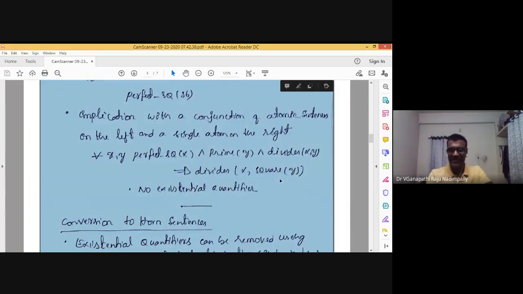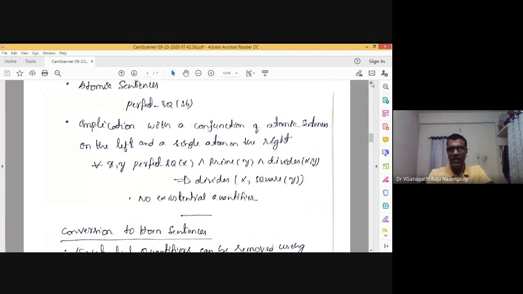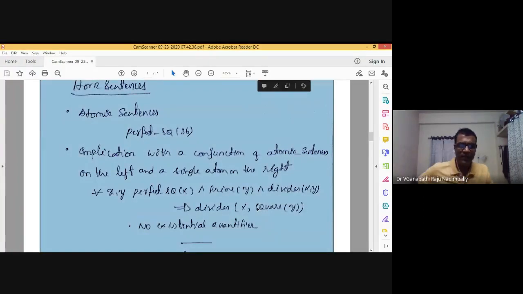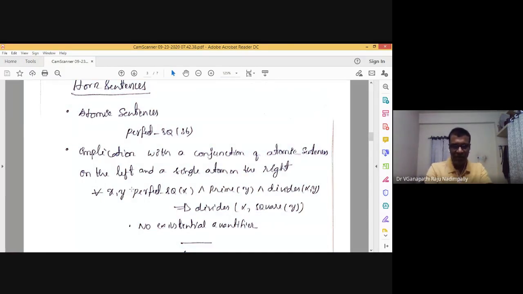If you have any sentence in this format, we can call that sentence a Horn sentence. And remember carefully, Horn sentences cannot have an existential quantifier. What are Horn sentences? The form of Horn sentences is that on the left side you can have a universal quantifier, but you cannot have an existential quantifier. On the left side you should have any number of atomic sentences, but all the atomic sentences have to be in conjunction format. This is one atomic sentence, this is another, and this is another.